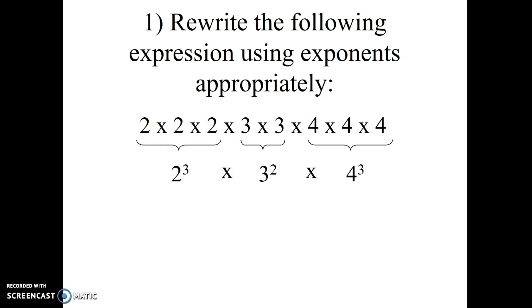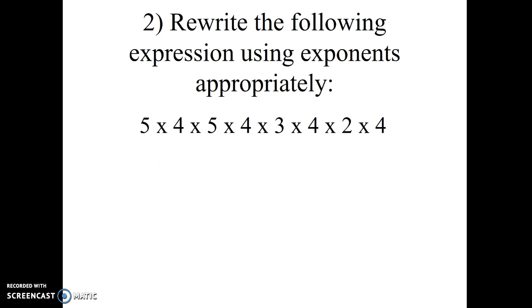There were 3 2's, so you'd get 2 to the 3rd, 2 3's, so 3 squared, and 3 4's, so 4 to the 3rd. So your rewritten expression would be 2 to the third times 3 squared times 4 to the third. Try this one.